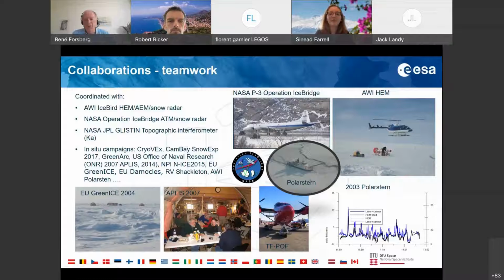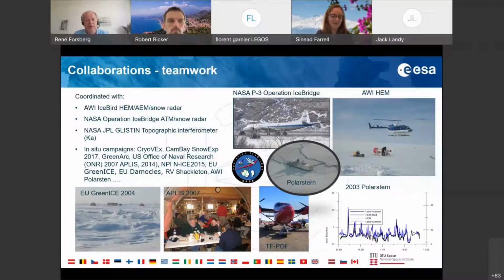Then we also had the NASA JPL GLISTIN, which is a swath mapper, interferometric Ka radar, coordinated campaigns there, and a lot of in situ campaigns with different science groups. And that has been the typical thing of CryoVEx, that ESA has coordinated the work, but the science groups and also to some degree our group has paid for their own other issues and salaries and so on.